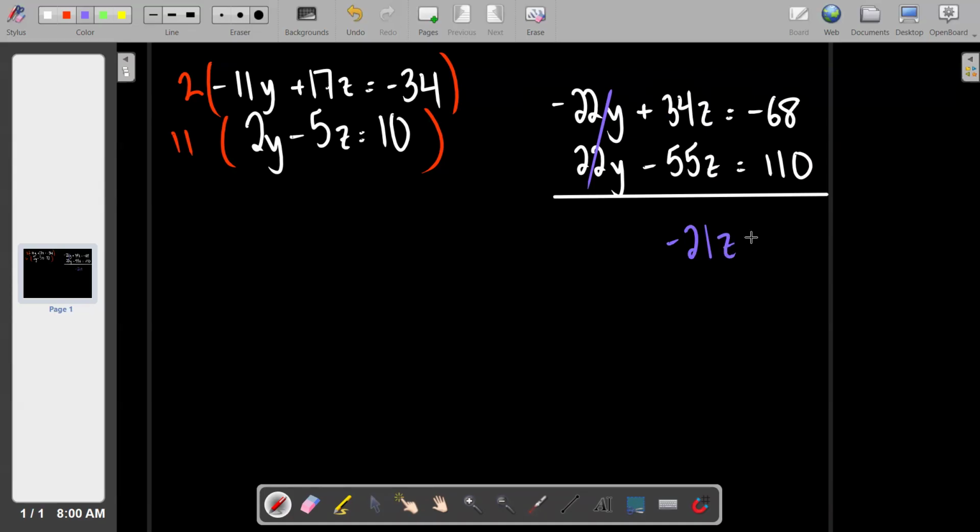-21. And then what's -68 plus 110? +42. And then the math checks out. If we divide both sides by -21, look at me showing my work, then we get z equals -2.